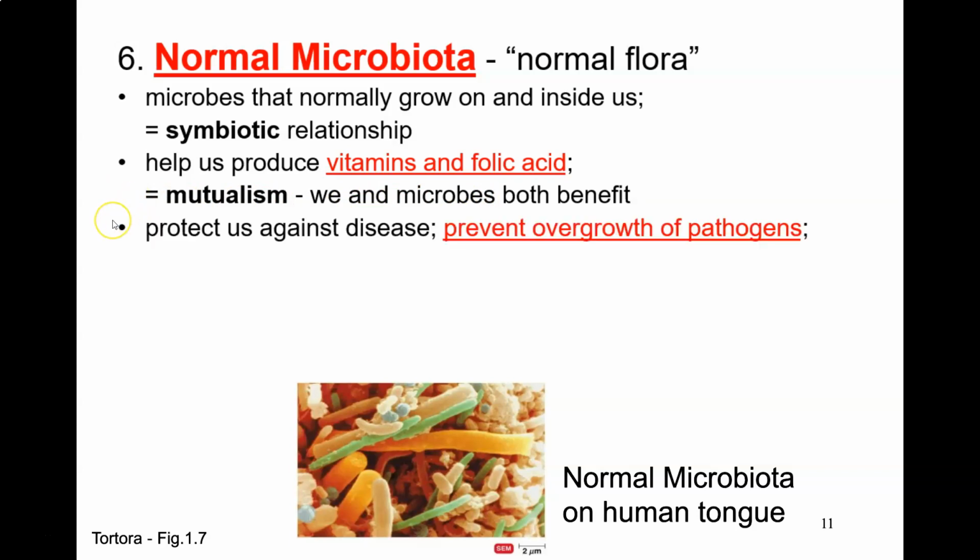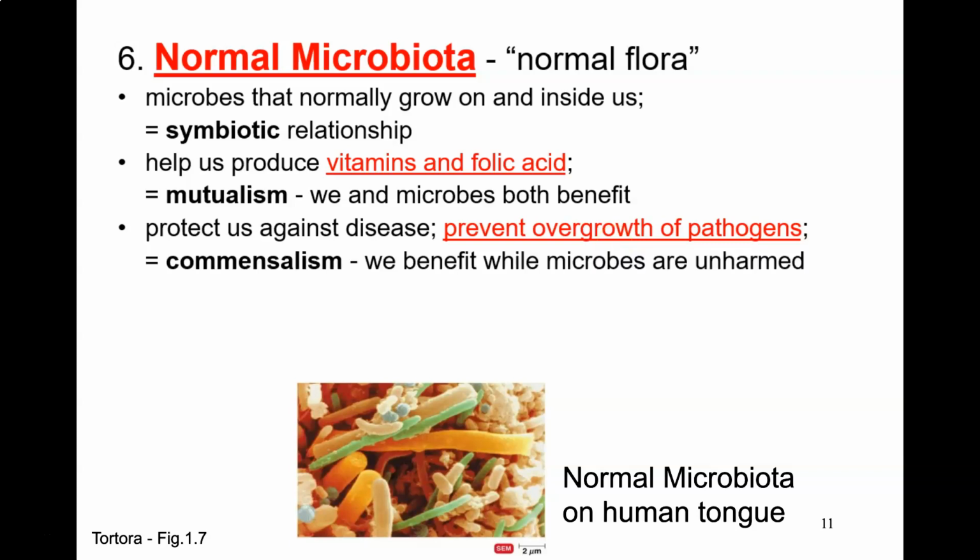Some microbes will protect us against disease, and they will help prevent the overgrowth of pathogens. So that's an advantage for us. That's a type of commensalism, where we benefit even if the microbes are not benefiting or they are unharmed.